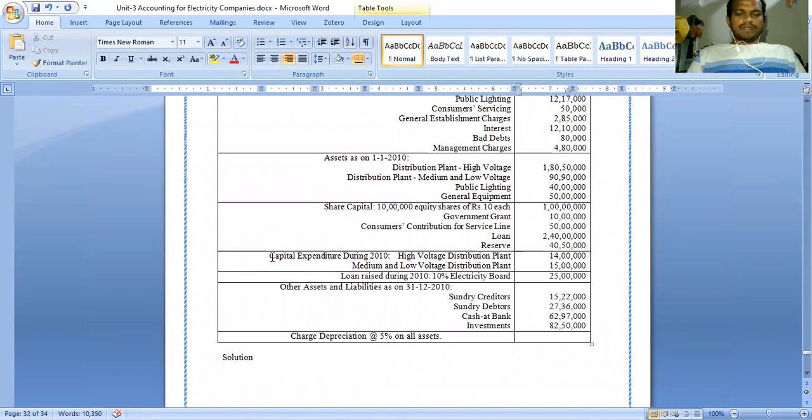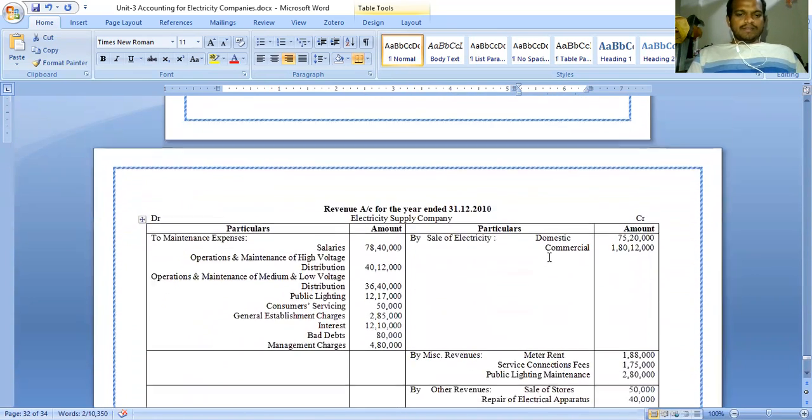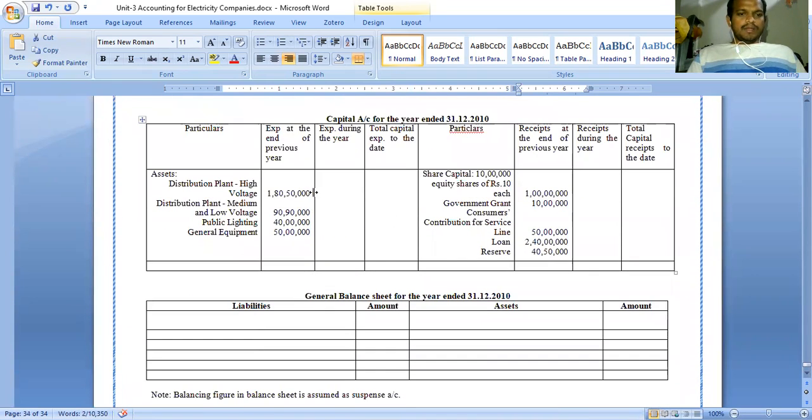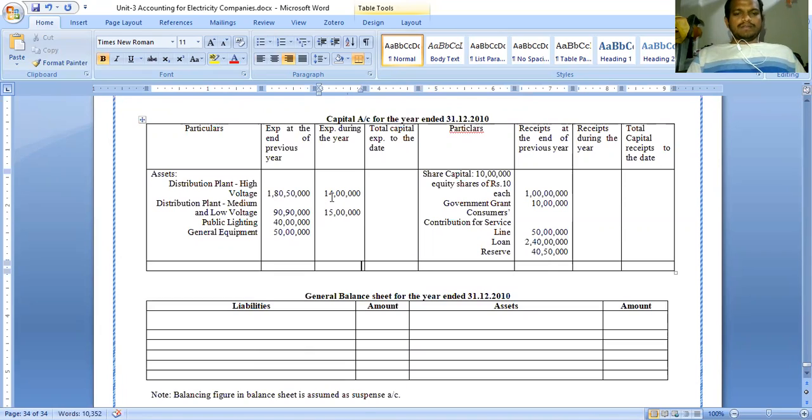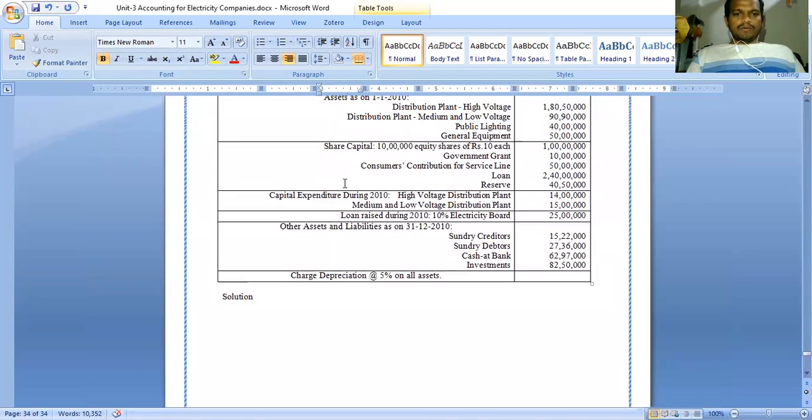So another one is capital expenditure during the year. So during the year, high voltage plant 14 lakhs and low voltage plant 15 lakhs. So capital account during the year, low voltage account 15 lakhs.